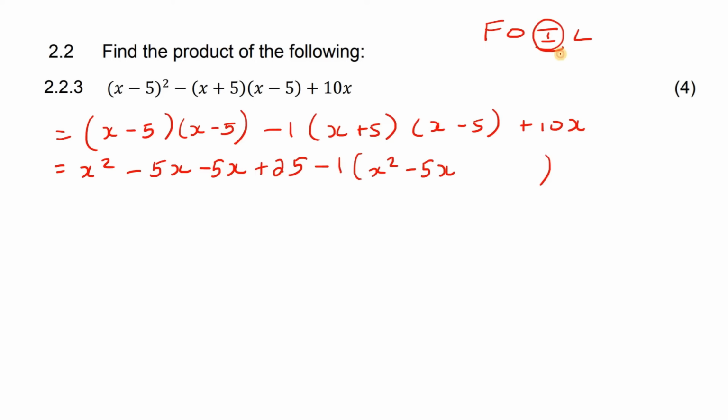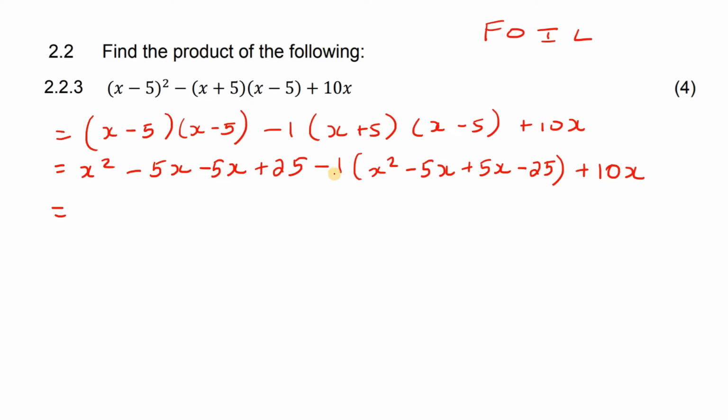Then it's the inside bracket. So it's the inside and the inside. So that'll become positive 5x. Then it's the L, which means the last one. So it's the last one over here and the last one over here. So when you multiply positive 5 and negative 5, well, that's 25. But a positive and a negative gives you a negative. And then we're going to say plus 10x.